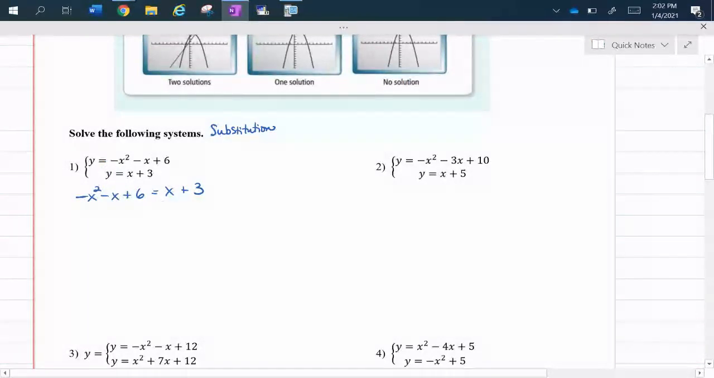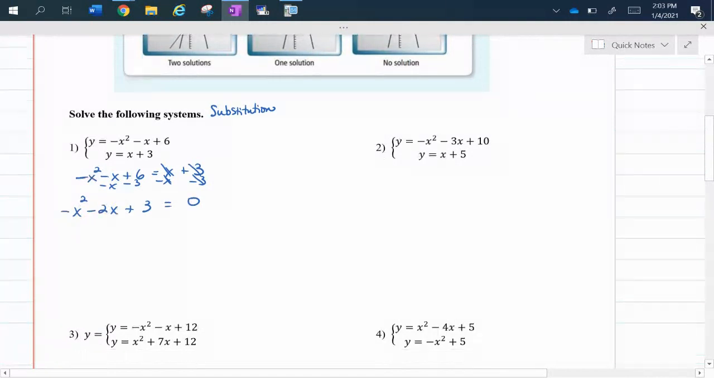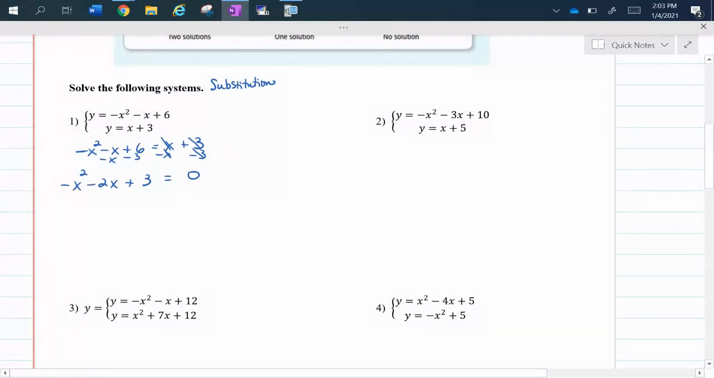I'm going to set it equal to 0 and solve the equation. I'm going to move everything to one side. So I get negative x squared minus 2x plus 3 is equal to 0. And I don't like that negative x squared, so I'm going to change all the signs. I'm going to multiply everything by negative 1. So I'm going to say x squared plus 2x minus 3 is equal to 0.